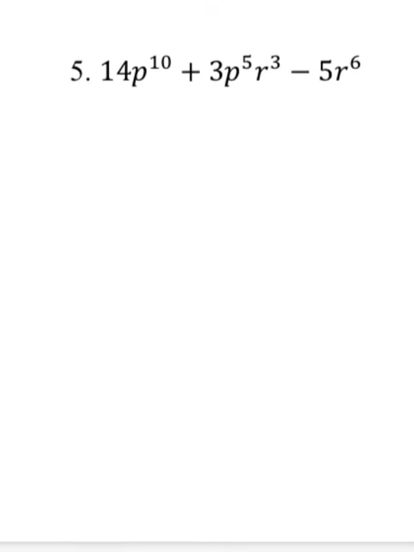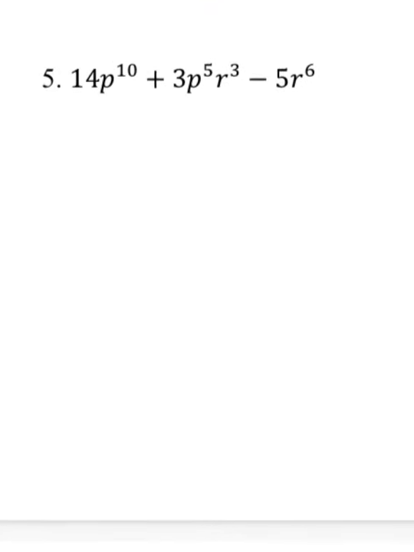Number 5 is also three terms, but this is a multivariable factoring, so it is a little bit more confusing. First of all, 14, 3, and negative 5. No GCF. Your variables, there's not something that you can take from all of them. So number 5 does not have a GCF, so you're going to try right away to go right into master product.